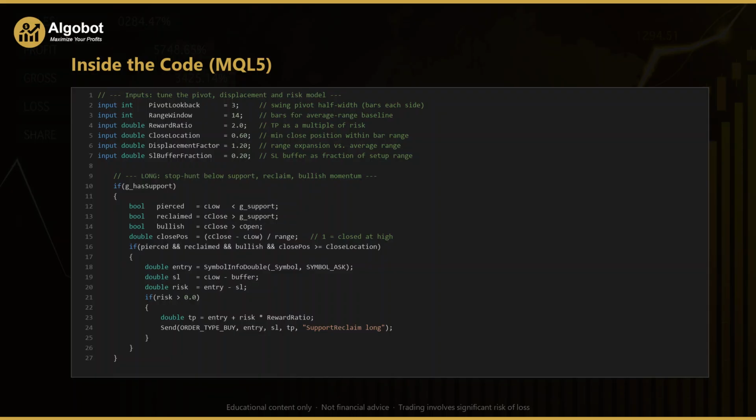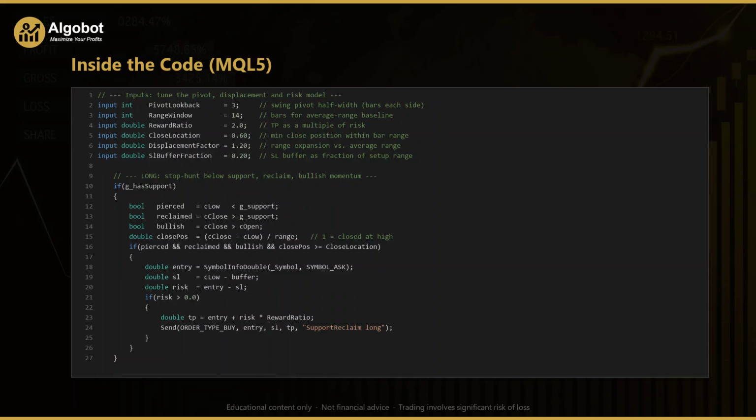Up top are the input parameters. These are the dials you can turn without touching the logic. PivotLookback sets how many bars on each side define a swing pivot. A larger number means rarer but more significant levels. RangeWindow sets how many bars feed the average range baseline. RewardRatio is your take-profit multiple. Raise it for bigger targets, lower it for more frequent fills.